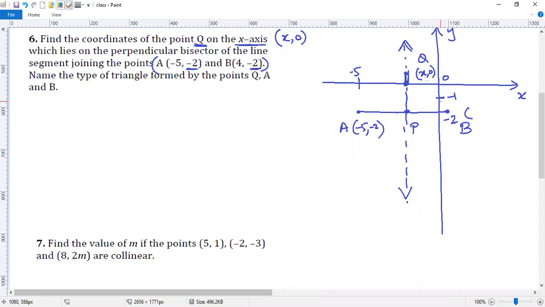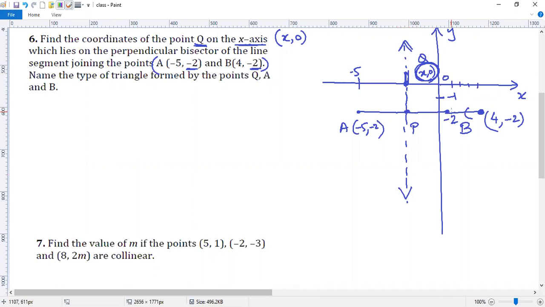So on the positive axis, you have it as 4 units. So 1, 2, 3, 4. Let me have my point B over here somewhere. Okay. So this is 4 comma -2. So for this particular line, I have a perpendicular bisector, and where that perpendicular bisector meets the x-axis, that is my concern.